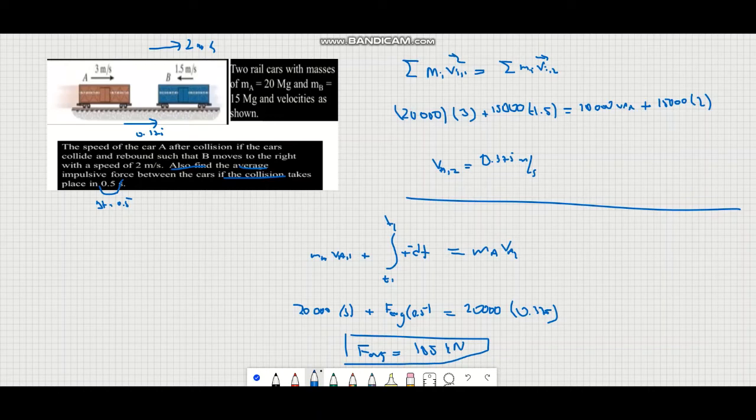Okay, so let's say they meet at this point and collide. The external force acting on this body is 105 kilonewtons, from rail car B on rail car A. Alright.